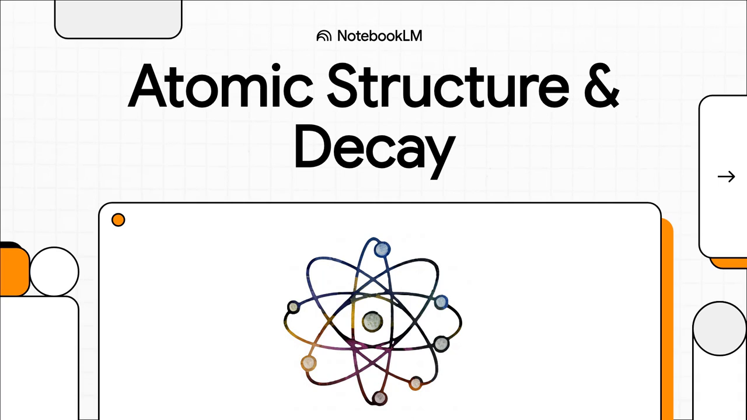All right, let's talk atoms. Have you ever really thought about how we figured out what they look like? I mean, you can't see one. So in this explainer, we're going to trace that incredible story, piece by piece, to see how the modern picture of the atom was built. And then we'll look at what happens when that atom's core gets a little unstable.